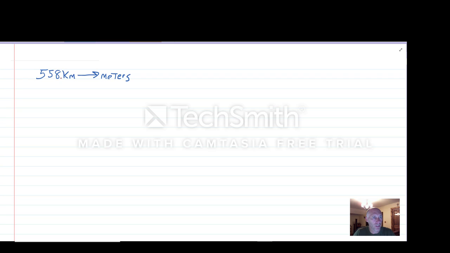So if I start right here at kilometer, if I want to go to meter, I just move it the same way, 3 loops to the right. And then in this case, I'm going to have to add 0. So my final answer is going to be 558,000 meters. Okay, you don't need to put your decimal at the end. We'll talk about why that is, but just writing it like that is fine.